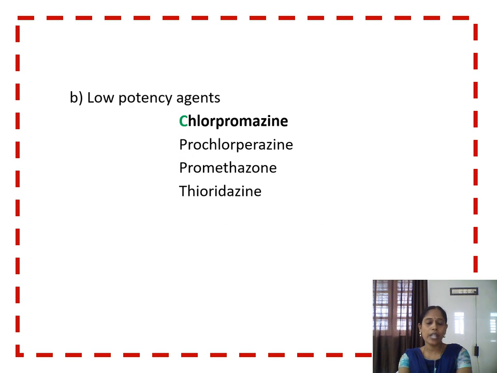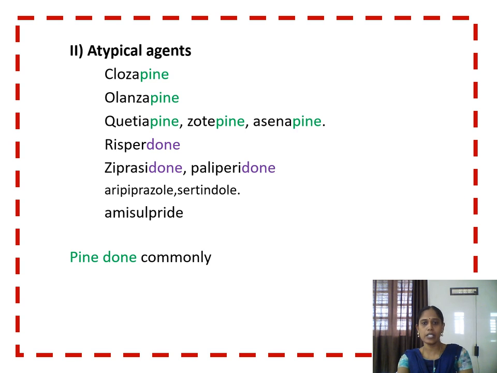And which are the agents which have low potency? Chlorpromazine, also commonly prescribed, prochlorperazine, promethazine and thioridazine are low potency agents. Common cold, we know, is not as harmful as flu, right? So C for common cold, which is less harmful, low potency, we can remember that for chlorpromazine. Among high potency agents, the most commonly used is haloperidol. This is among typical agents. Among the low potency agents, we can remember chlorpromazine, right?